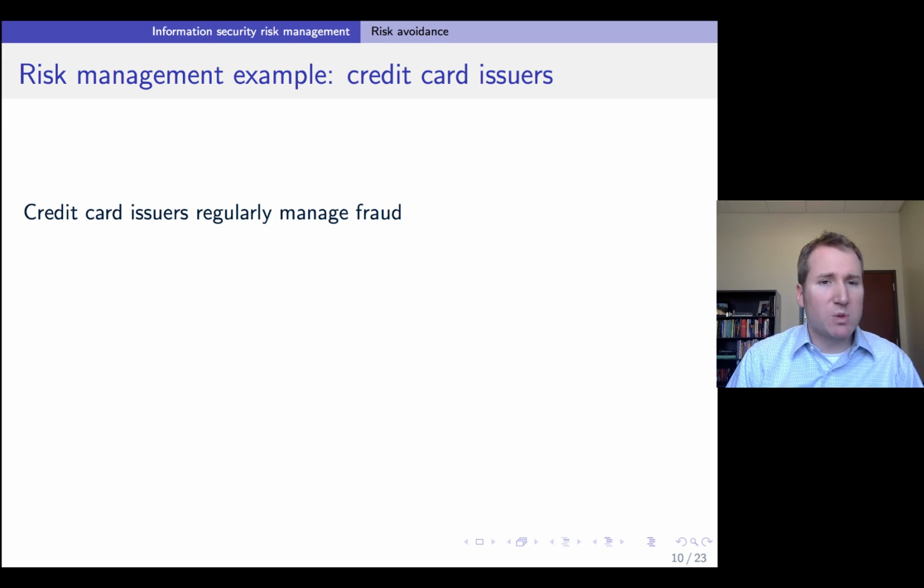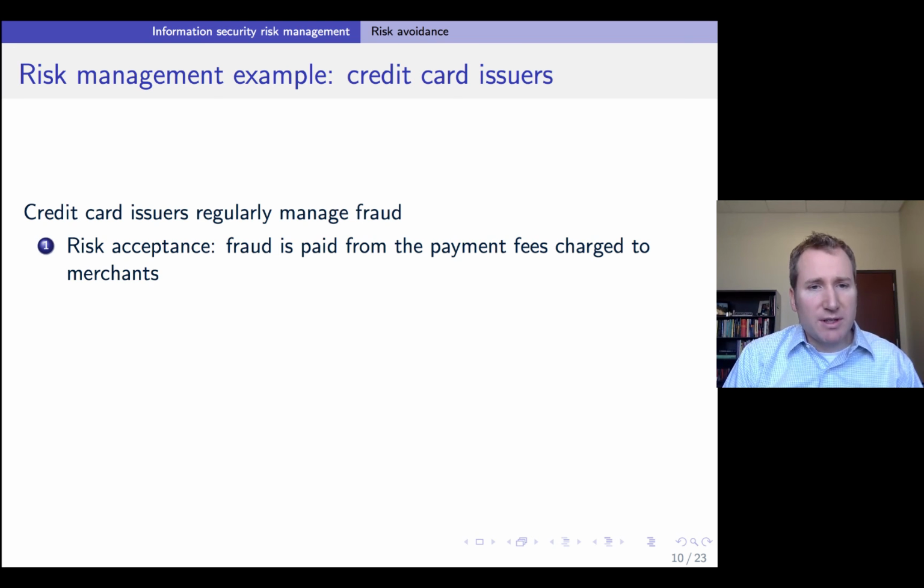All right, so let's finish up by discussing one example of how a company might use all the different aspects of risk management to deal with a security problem. So we have a credit card issuer. This is the bank which issues your credit cards, Citibank being a big example. They regularly have to manage card fraud, and they do this using a combination of avoidance, acceptance, and mitigation, and in some cases transfer. So what's an example of risk acceptance in this case? Well, the fraud can be paid from the payment fees charged by the merchant.